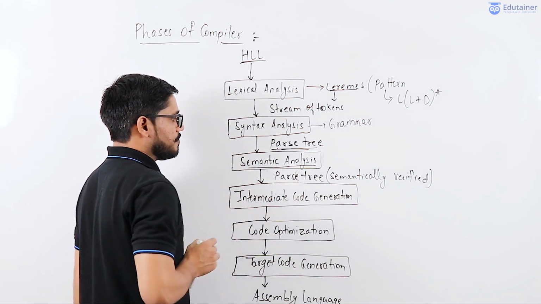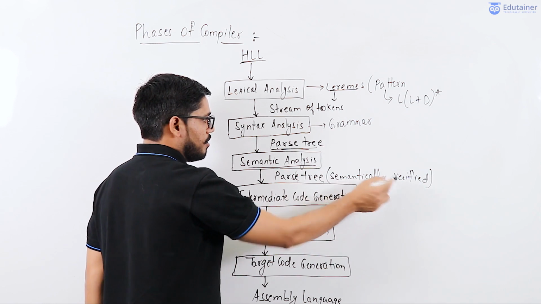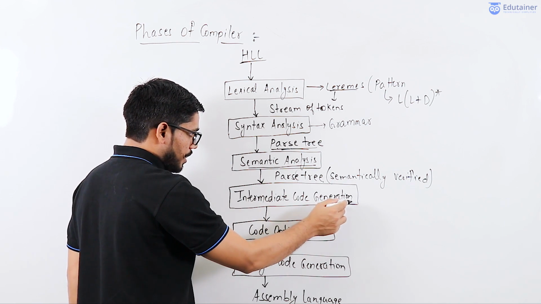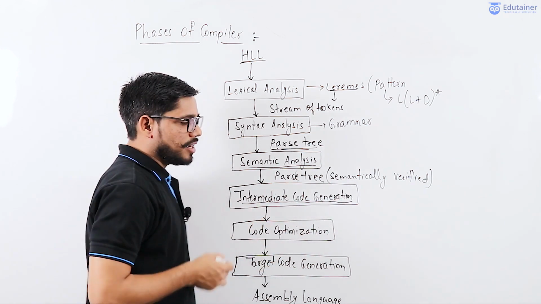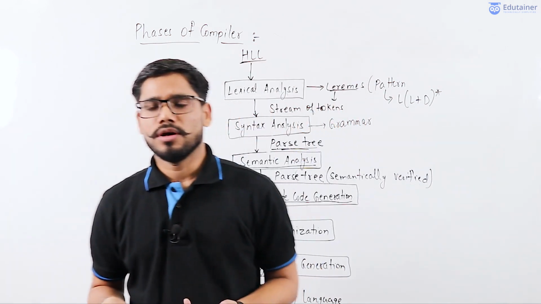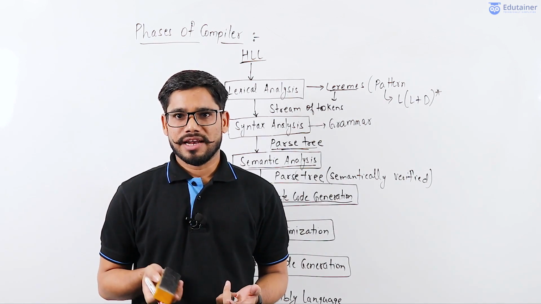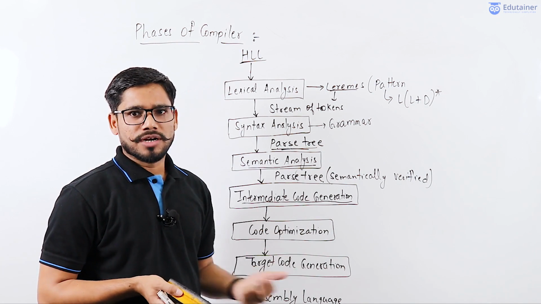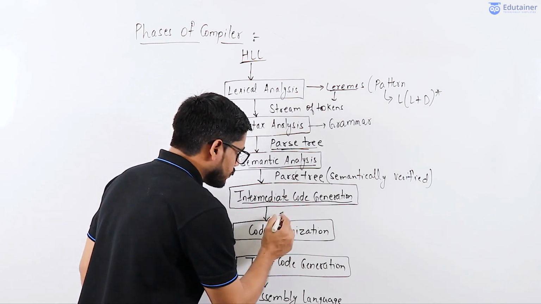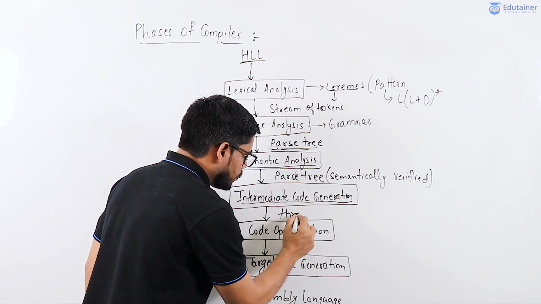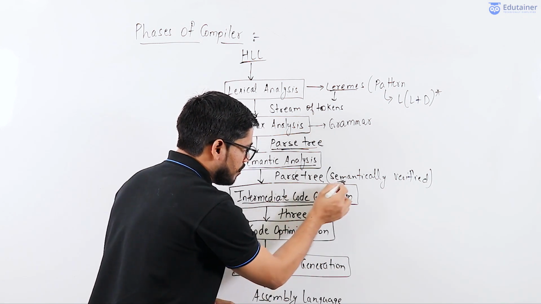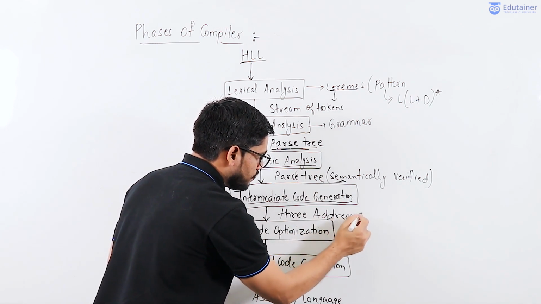Now after the semantic analysis phase, we got a parse tree which is semantically verified. This semantically verified parse tree is now taken as an input by intermediate code generation. Okay, intermediate code generation will use various representations such as 3-address code or syntax tree or directed acyclic graph, and it will use one of the intermediate code generation representations and convert this semantically verified parse tree into, let's say, 3-address code.